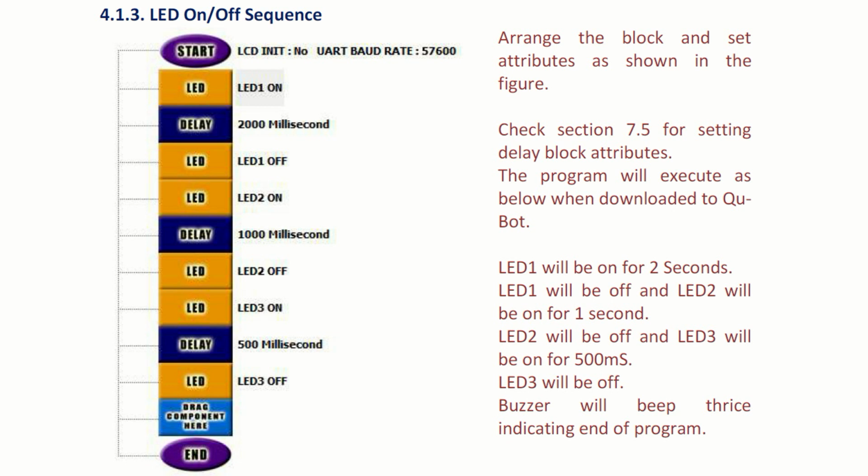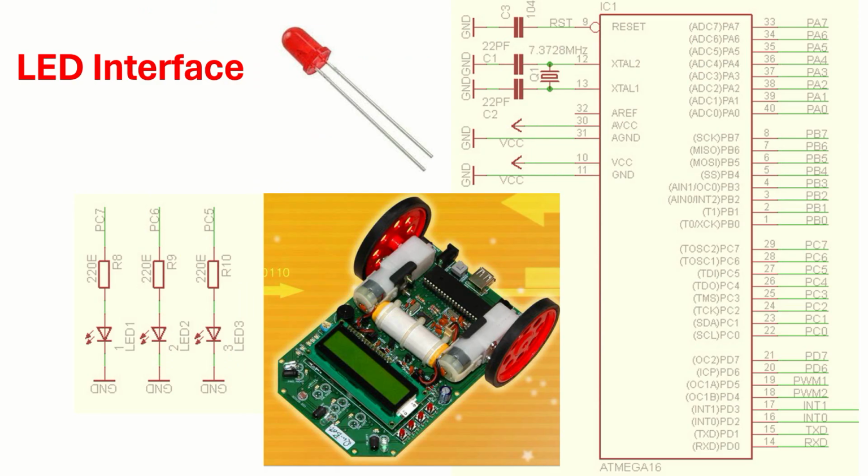Before we go to the next output component, let us discuss a little more technical detail. As you can see, the LED, light emitting diode, is a two pin component where the long lead is positive and the short lead is negative. So it has a polarity. The long lead is the anode, the short lead is the cathode.